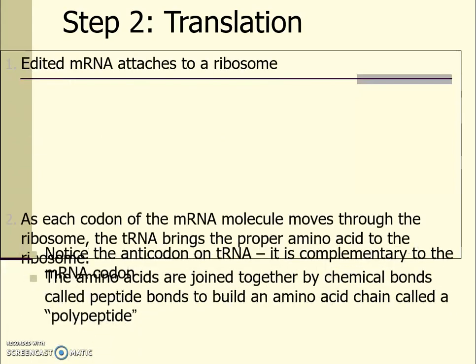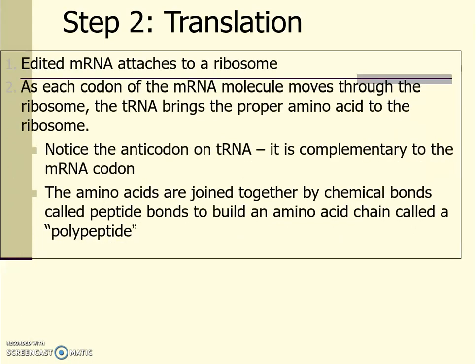Now, mRNA attaches to the ribosome, and this gives you the steps. Each codon of the mRNA molecule will move through the ribosome like it's moving through a conveyor belt. The tRNA will bring the proper amino acid to the ribosome. The nucleotides, or the nitrogenous bases, on tRNA are called anticodon, and the nitrogenous bases on mRNA are called codon. And your codon chart is read according to mRNA.